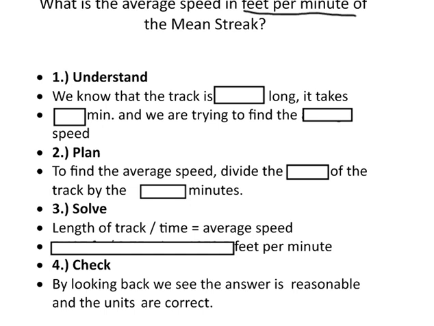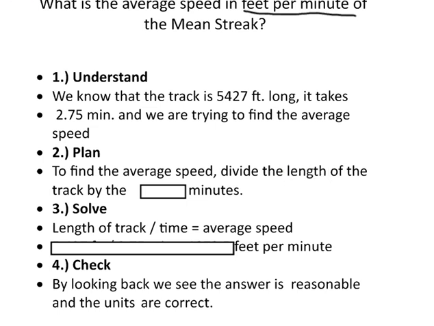Well, the first step in the problem-solving process is to make sure we understand. Here's what we know from reading the question. We know that the track for the Mean Streak is 5,427 feet long. It takes 2.75 minutes. And the most important part of the known information is what we're trying to find, and we're trying to find the average speed. The next step is to develop a plan. To find the average speed, divide the length of the track by the time in minutes.